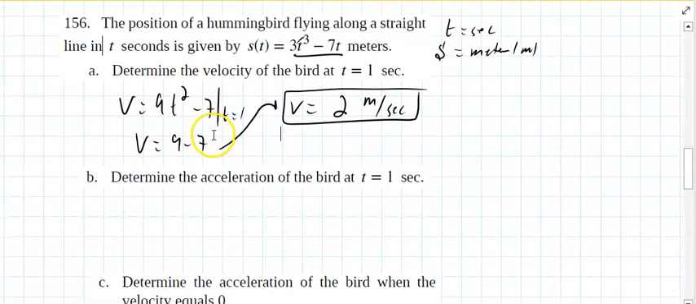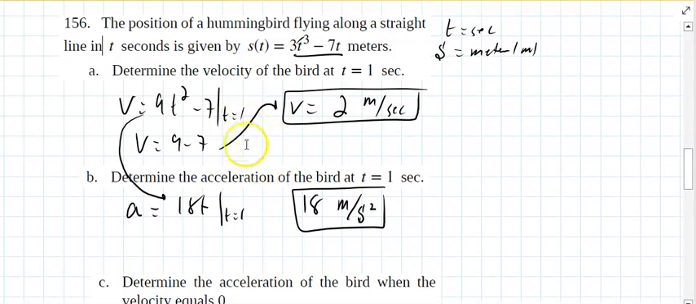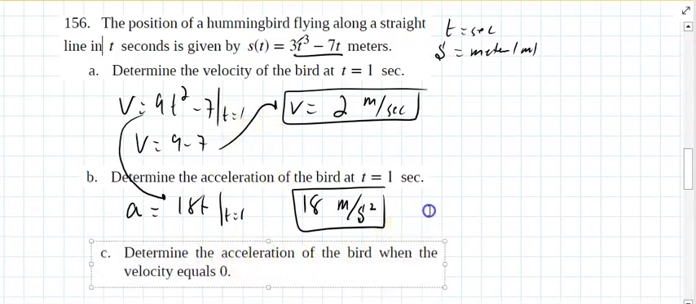How about the acceleration? A would be the derivative of that. That would be 18t evaluated at t equals 1. That's 18 meters per second squared. Those are the units for acceleration. And it says, determine the acceleration of the bird when the velocity is 0.